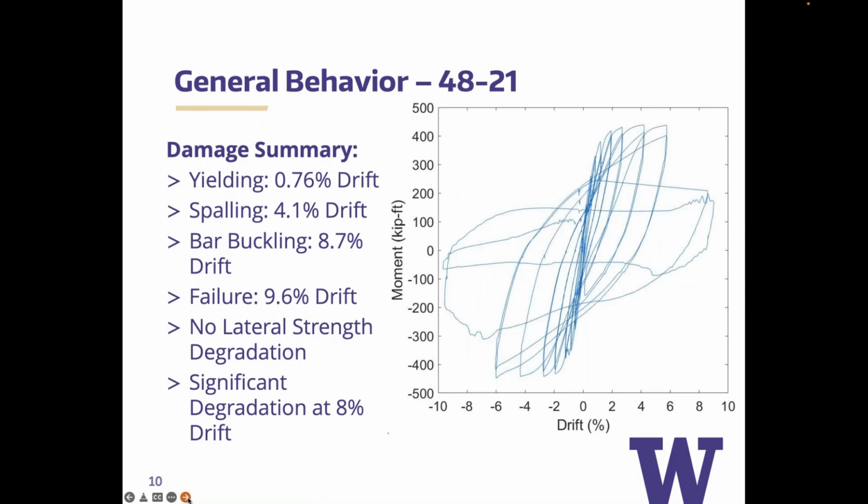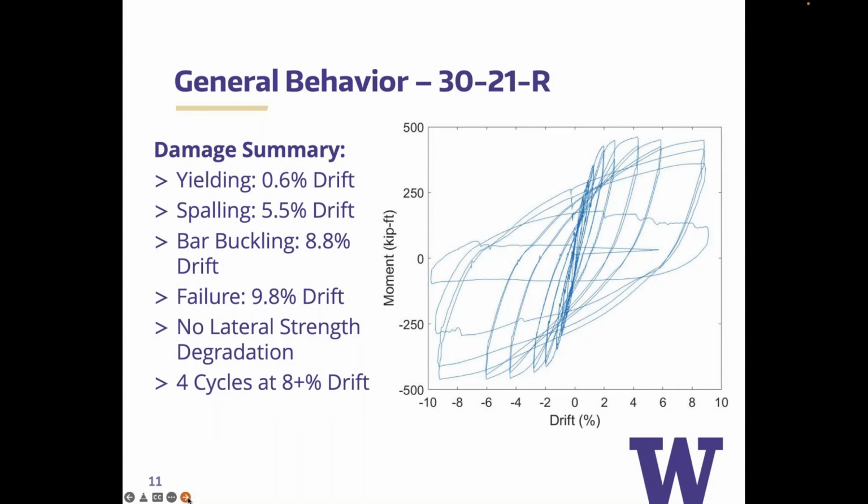If we then go to the 48-inch, of course, we have slightly different responses here. We're getting yielding a little bit less than 1% drift at 0.75% drift, and then again spalling at a little lower drift, and then the bar buckling doesn't actually happen until almost 9% drift, and we get failure at almost 10% drift.